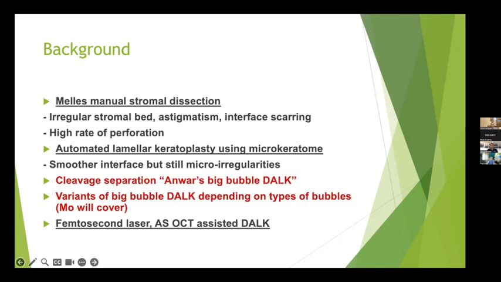And then the cleavage separation, Anwar's big bubble DALK, and the variants of the big bubble technique, depending on which type of bubble you would get during the injection of air in the stroma. And Mohammed will kindly cover these variations. Recently, there has also been the utilization of femtosecond laser to guide the surgeon and use of anterior segment OCT to assist your DALK technique intraoperatively. Unfortunately, these machines are not available everywhere. So most of us have particular interest in the ones colored in red, the big bubble DALK with the variations of that.